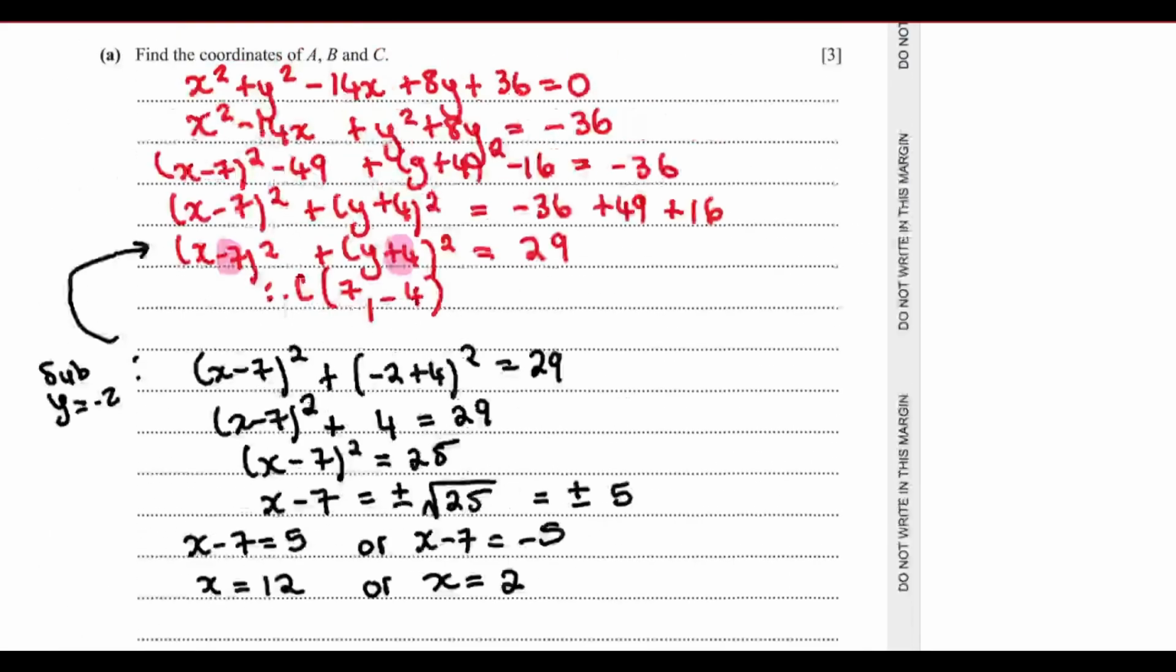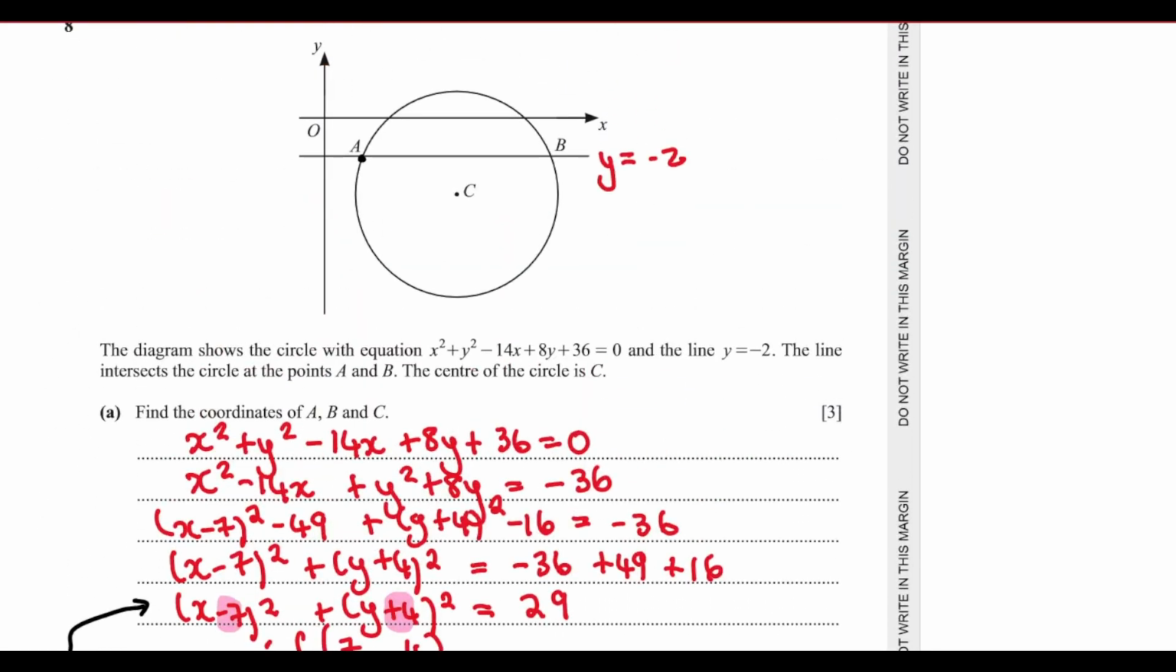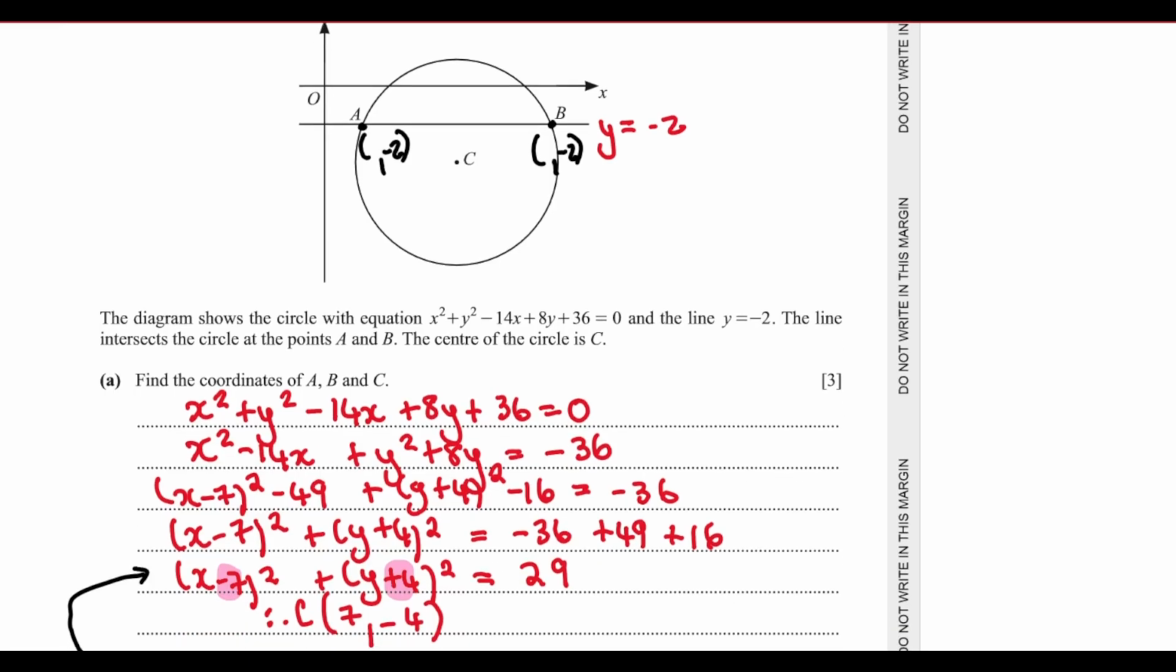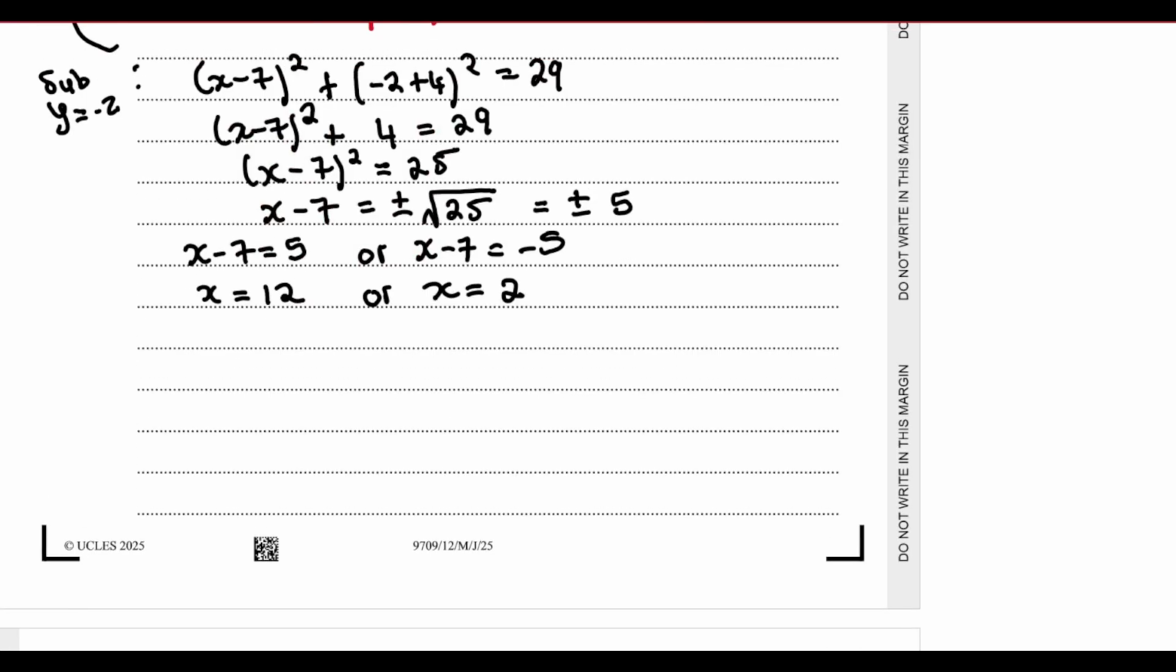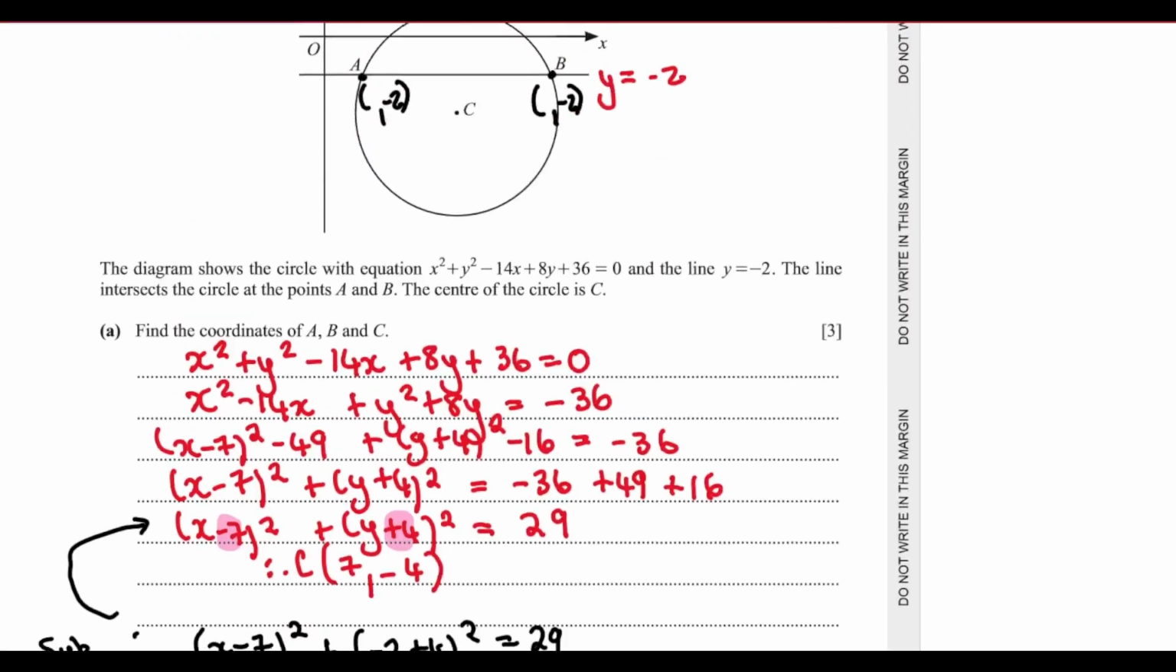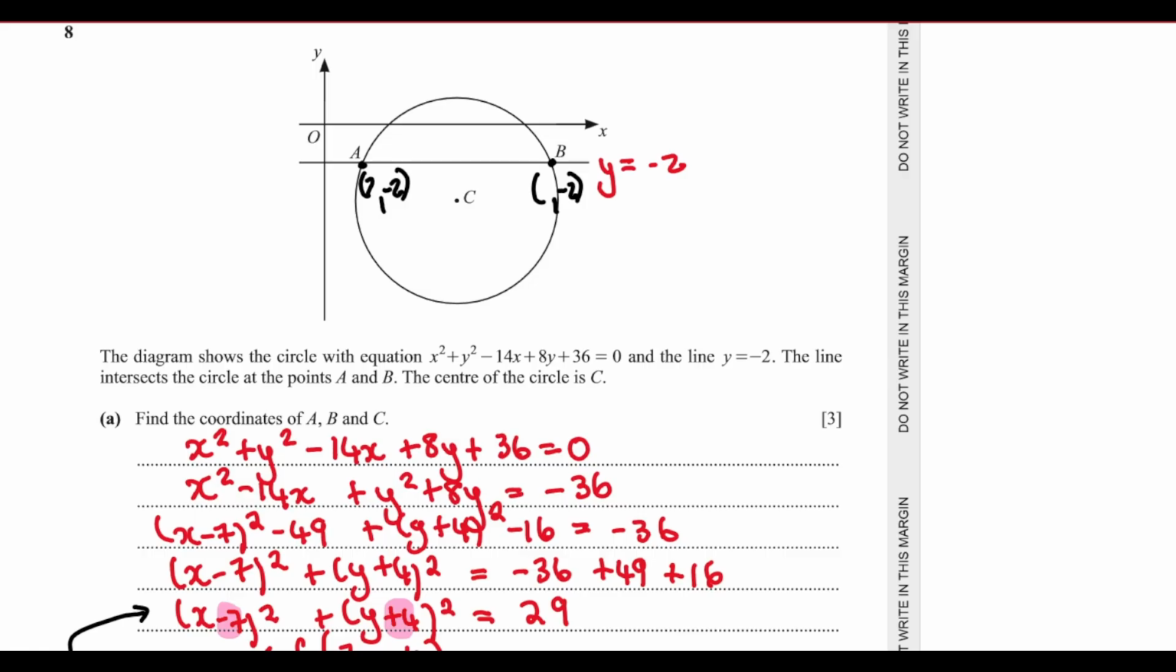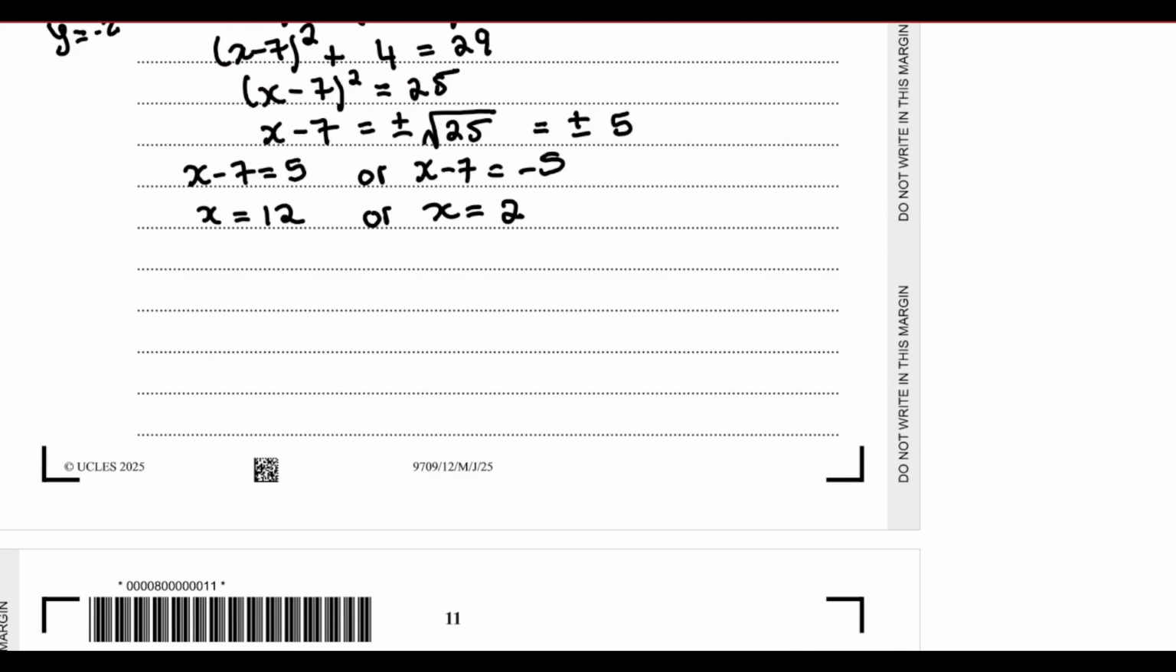What does that mean? Remember A and B are on that line y is negative 2. Now which one is A and which one is B in terms of x? Obviously the far left one should be the smallest number, 2, and this should be 12. So that tells you A is 2, negative 2, and B is 12, negative 2.